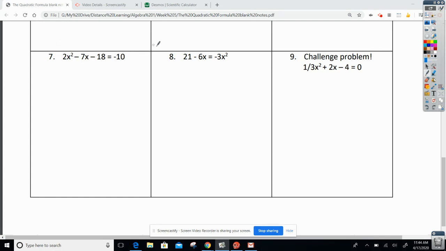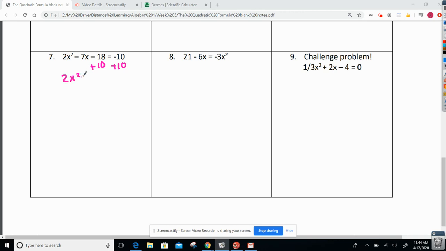So, 7, 2x squared minus 7x minus 18 equals -10. It's not in standard form, so we're going to put it in standard form. I'm going to add 10 to both sides. So that gives me 2x squared minus 7x minus 8 is equal to 0. Now it's in standard form, so I can identify my A, my B, and my C.